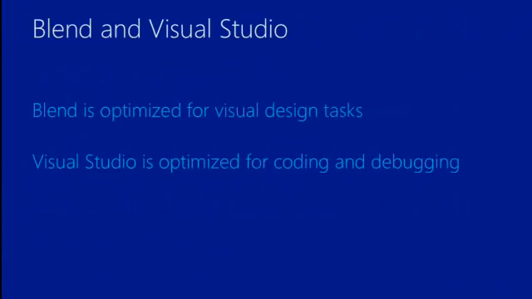And so with that, we'll talk a little bit about the tools, and then I'll show off the app. Blend and Visual Studio are two tools that are packaged together now, that are used to build apps. The first, Visual Studio, is optimized for coding and debugging, as you very well know. And Blend is optimized for visual design tasks. And I say optimized because they're really not in isolation. They're meant to work together.